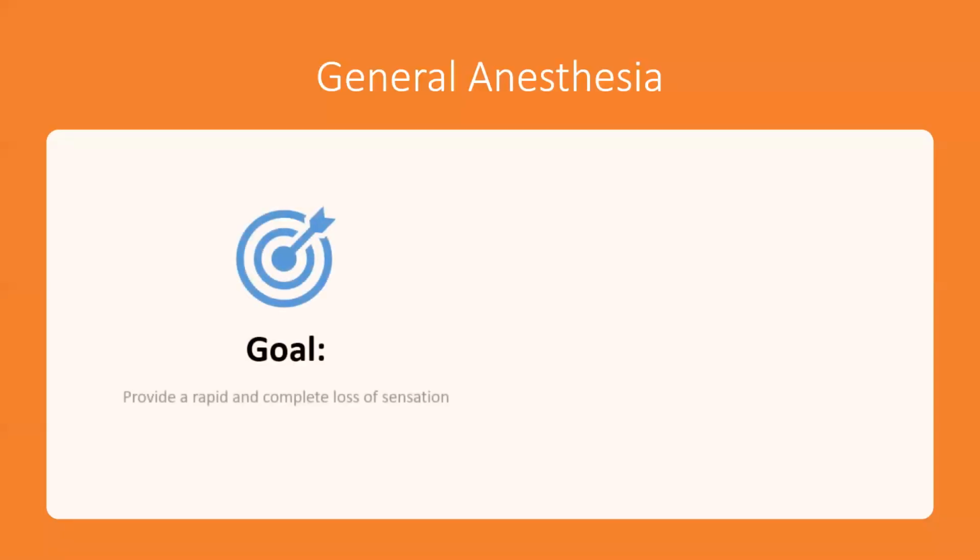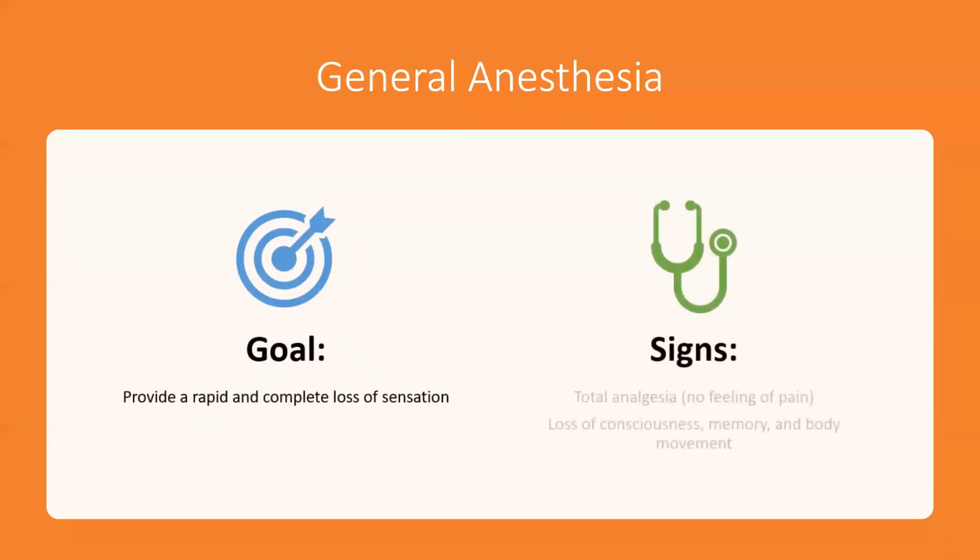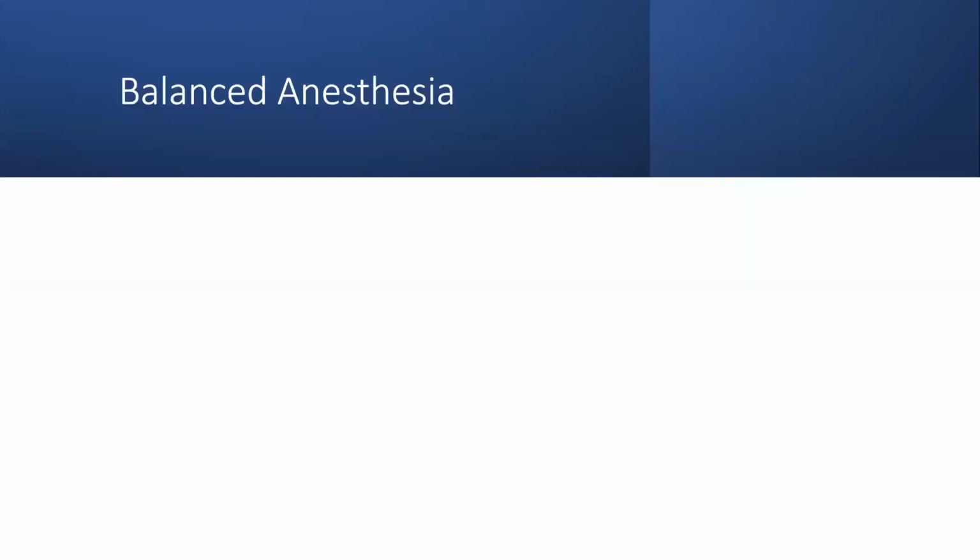General anesthesia's goal is to provide a rapid and complete loss of sensation. The signs include no feeling of pain, that is total analgesia, loss of consciousness, loss of memory as well, and loss of body movement. So you can't move, you don't remember what happened in the time when you were unconscious, and there is no feeling of pain while you are unconscious.